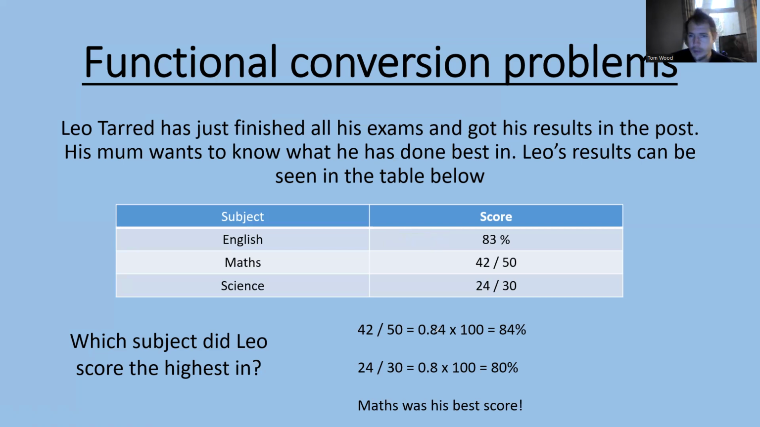Little shortcut that you might have spotted: 42 out of 50, an equivalent fraction, if I double that, would be 84 over 100.